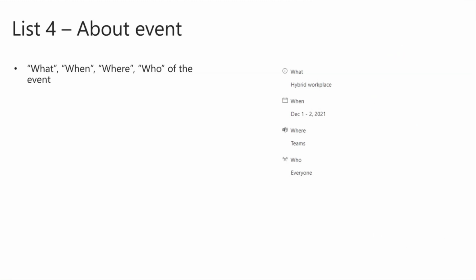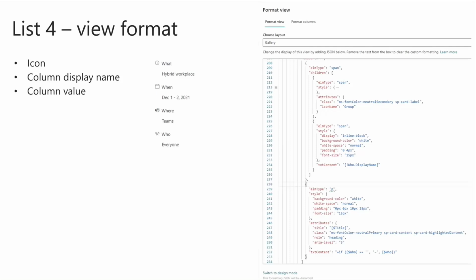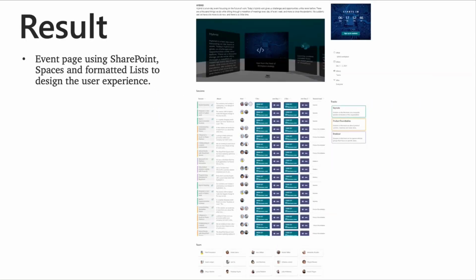The final one here is the what, when, where, and who of the event. That basically shows some key information about the event, like a quick summary at the very top. These are 4 columns, and each of them is rendered by a span, which has the icon on and the field names rendered by span element types, and then the text content itself is rendered by a p element type, so it sits beneath the title there. So this is the final result, the event page using SharePoint Spaces and formatted lists to design the user experience.